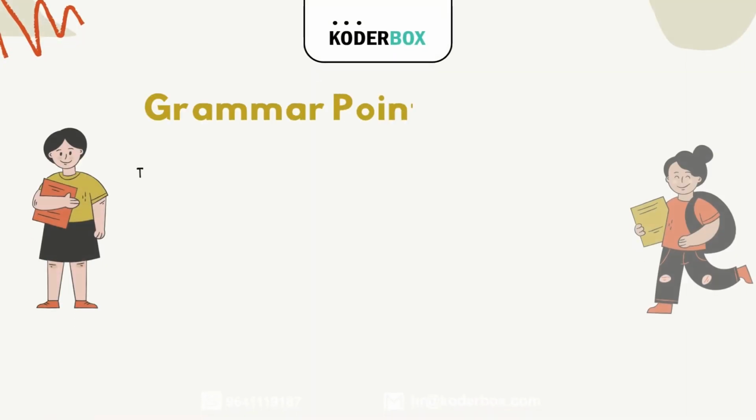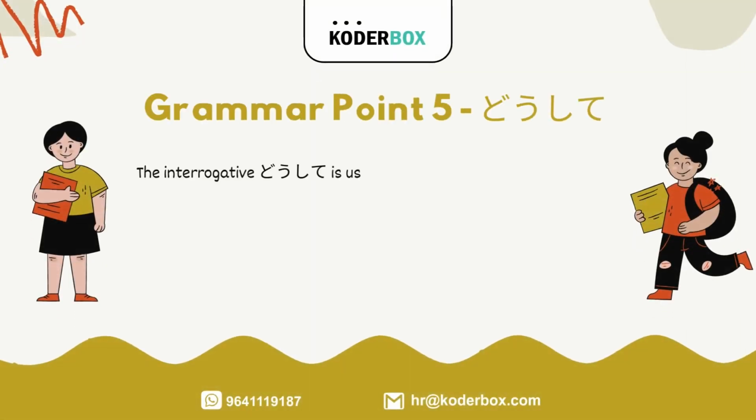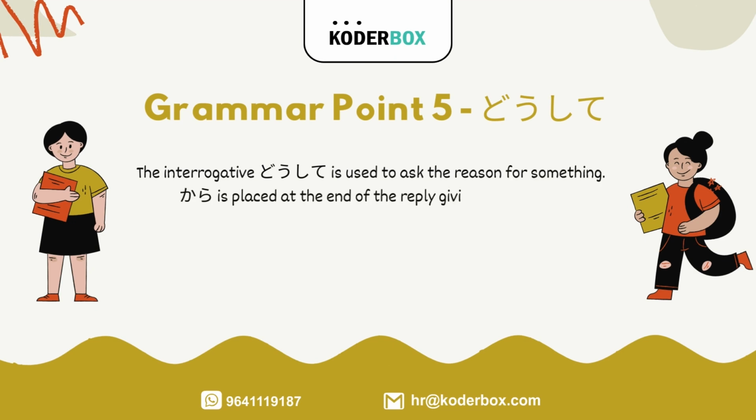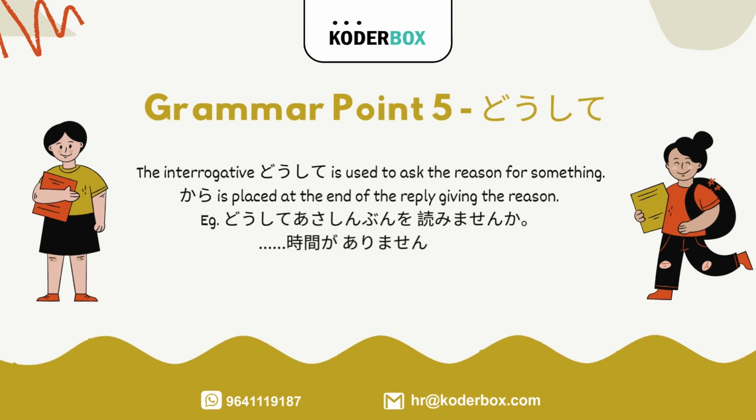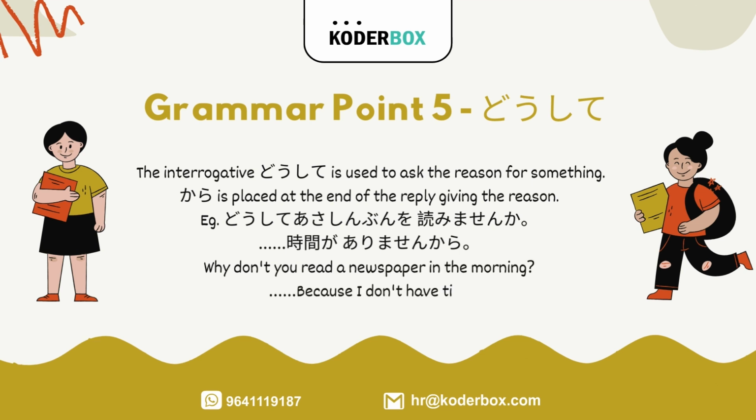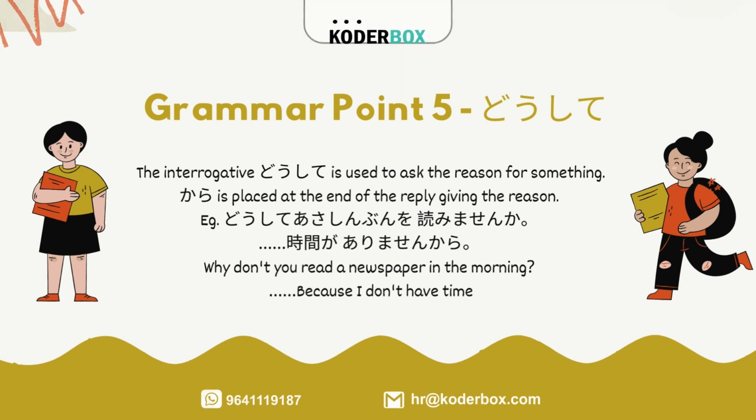Grammar point 5th. Doshite. The interrogative doshite is used to ask the reason for something. Kara is placed at the end of the reply giving the reason. Example, doshite asa shimbun o yomimasen ka? Jikan ga arimasen kara. Why don't you read a newspaper in the morning? Because I don't have time.